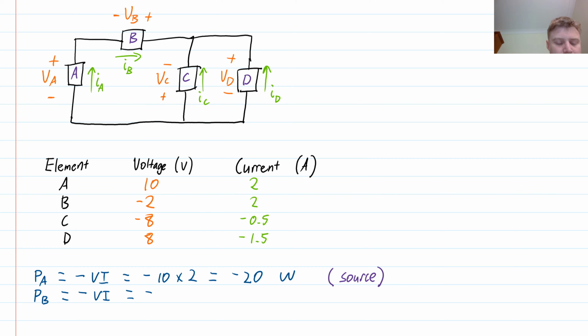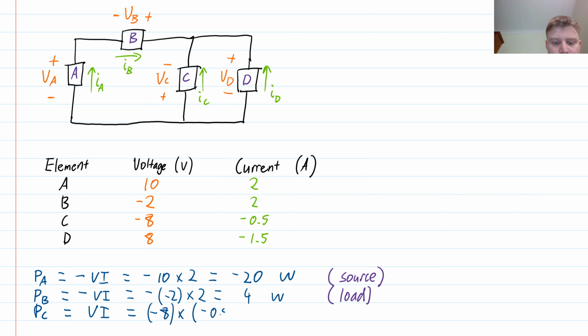Power at C. Let's look at these arrows. The arrow here enters at the positive side, so we will write P equals VI in this case. I read my values here from the table. I have a voltage of -8 and a current of -0.5, which will be 4 watts. And again, we have here a load.